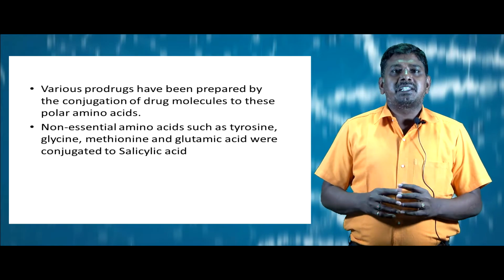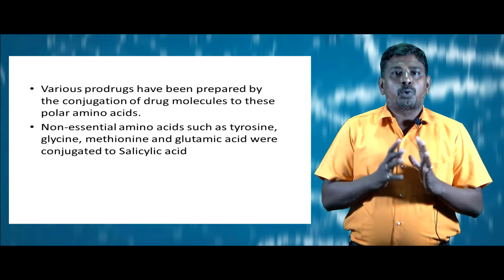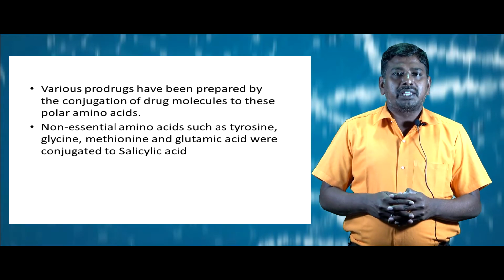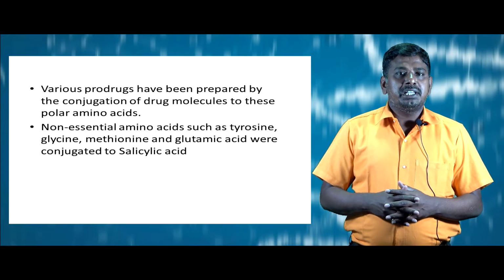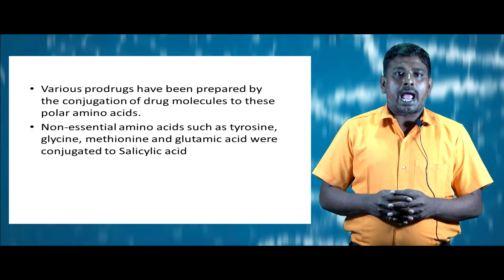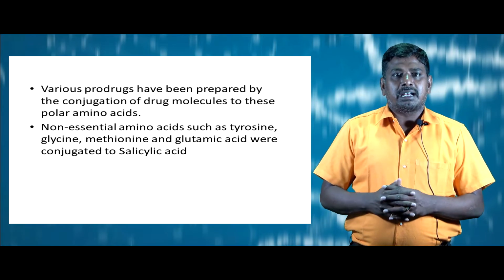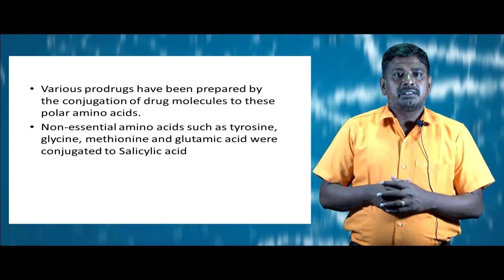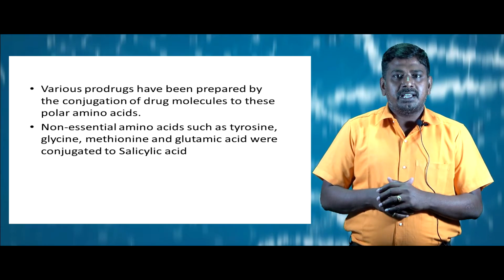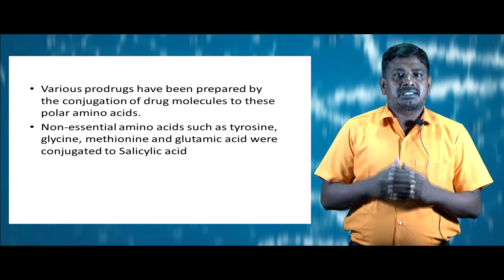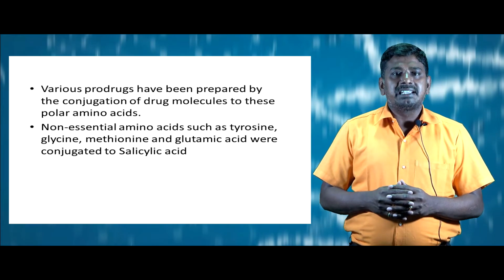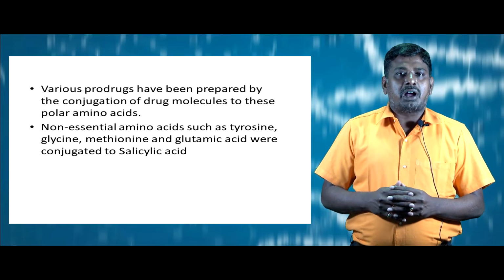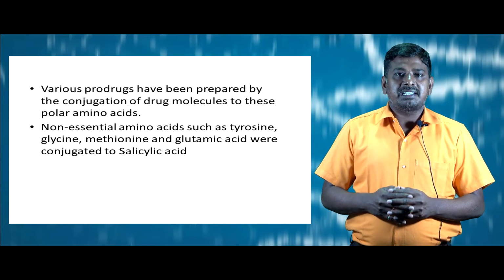In this amino acid conjugation, various prodrugs have been prepared by the conjugation of the drug molecules to these polar amino acids. Next, non-essential amino acids. There are plenty of non-essential amino acids, such as tyrosine, glycine, methionine and glutamic acid, which were conjugated to salicylic acid derivatives.